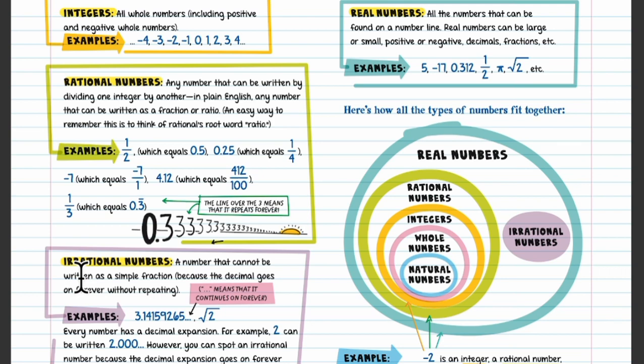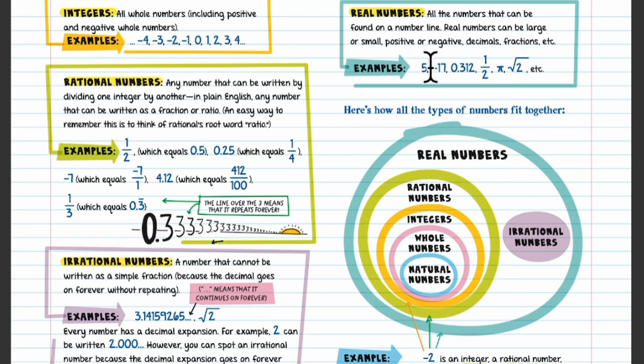Irrational numbers: a number that cannot be written as a simple fraction because the decimal goes on forever without repeating. The dots mean that it can continue on forever. Here are some more examples. It says here, every number has a decimal expansion. For example, 2 can be written as 2.0. However, you can spot an irrational number because the decimal expansion goes on forever without repeating.